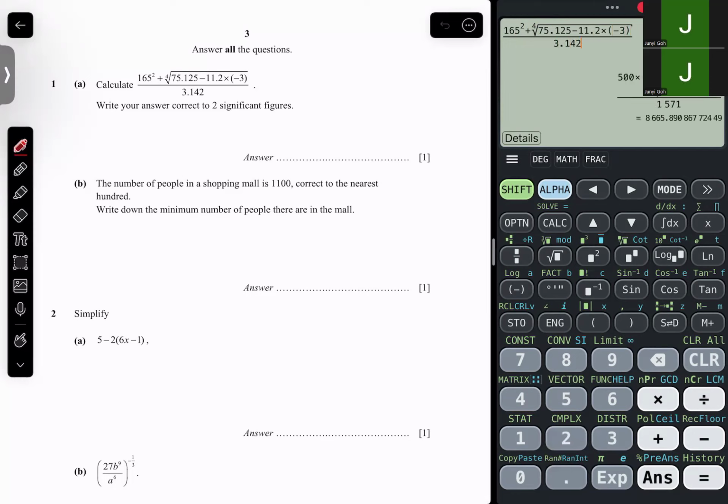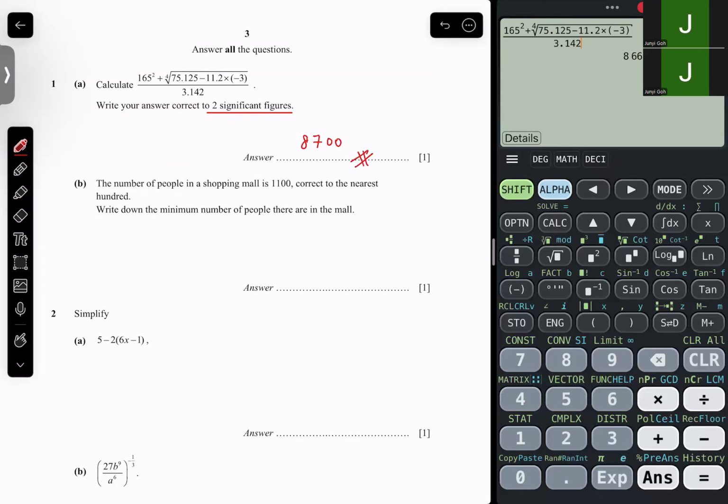3.142. One of the things that you need to make sure of is that your calculator input is exactly the same as what is in the question itself. Write your answer correct to 2SF. So we want to round off without changing the nature of the value. This is about 8,000 plus, 8,600 plus. So it should still retain the value. As 2SF, it will be 8,700.